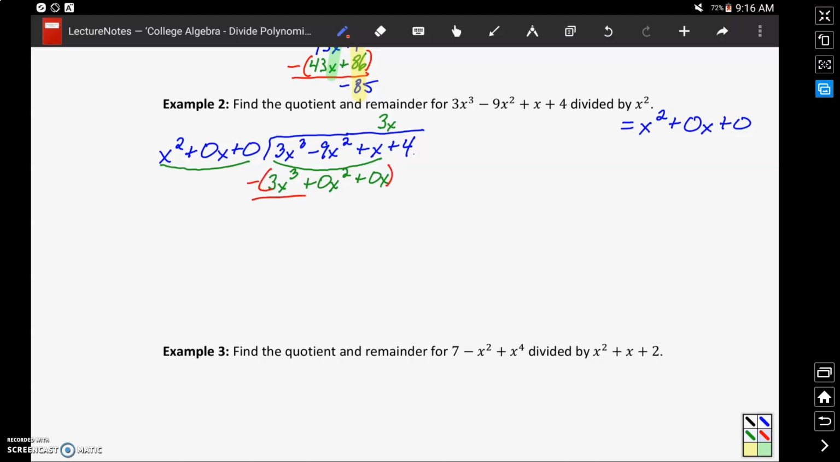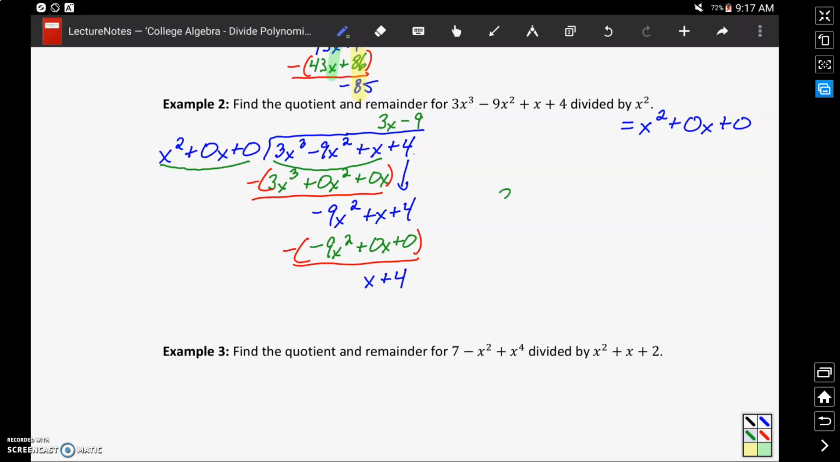Then subtracting those two rows will give us negative 9x squared plus x, and then dropping down that next term, plus 4. Next we'll multiply through by negative 9 to make that leading term negative 9x squared plus 0x plus 0. And then again subtracting those two rows will leave us with x plus 4.